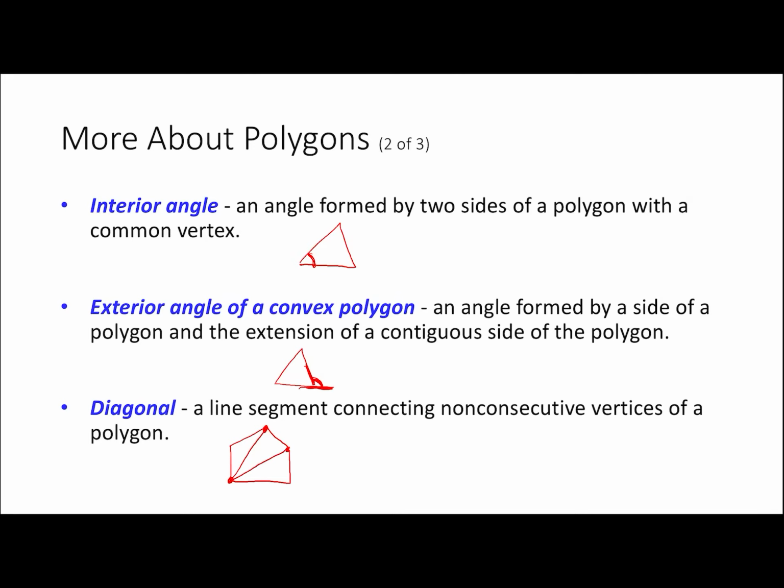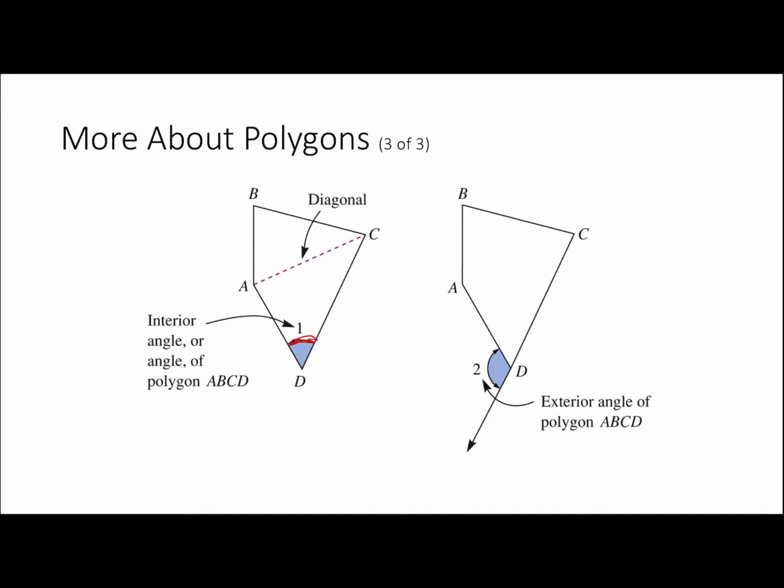So in this diagram, you can see some of those things we're talking about. First, you can see the interior angle here at the bottom of this quadrilateral. This angle would be an interior angle, or what we may call angle 1 of polygon ABCD. You also see the diagonal here between points A and C, so again, non-consecutive vertices and the segment connecting those. And then in this other diagram, you can see angle 2, which is an exterior angle.